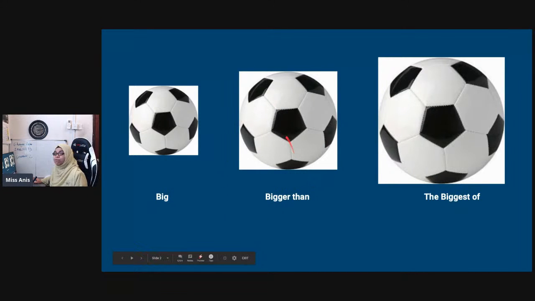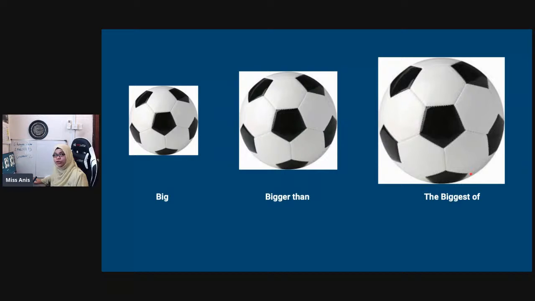But the second one is bigger than the first one. And the last one is the biggest out of these 3. Okay, so nampak tak dekat sini, bila Miss compare bola pertama dengan bola kedua, bila Miss nak cerita dia lagi besar daripada saiz bola sepak ni, Miss guna bigger than. Perkataan dia jadi tambah ER and then ada tambah than. Bila Miss compare dua bola ni. Now, bila kita compare tiga-tiga ni, untuk the biggest of, nampak tak ada tulisan the dengan ada tulisan EST dengan of. Okay, so this is the comparison of adjectives.